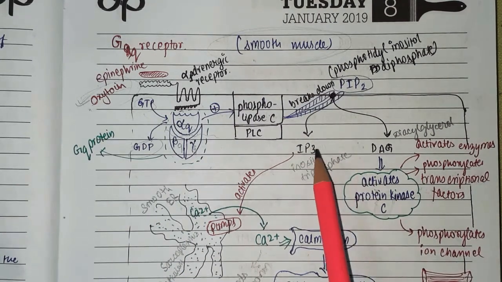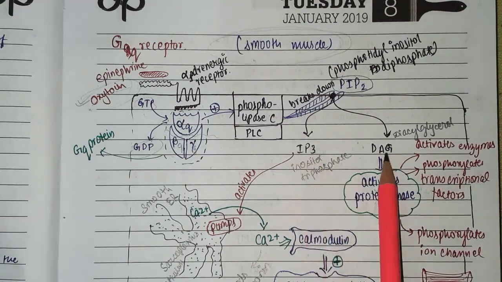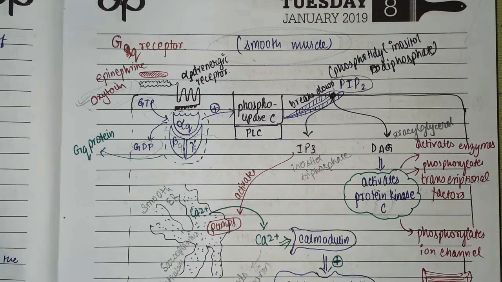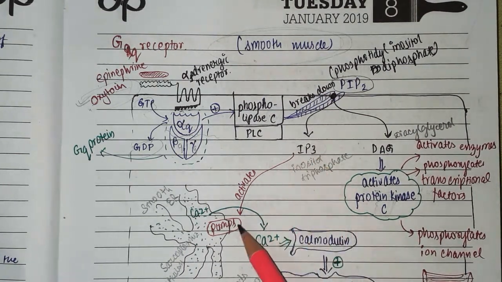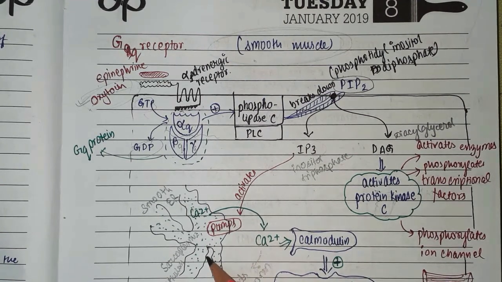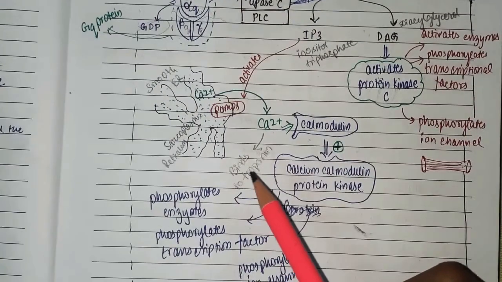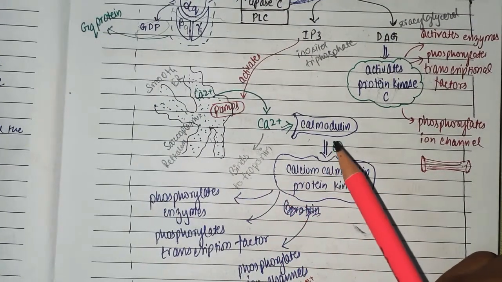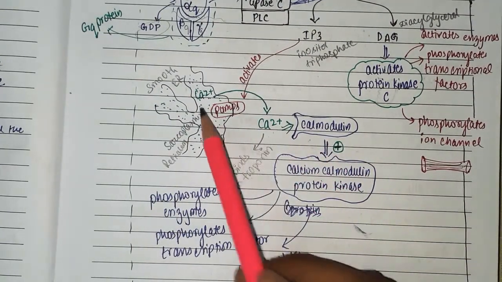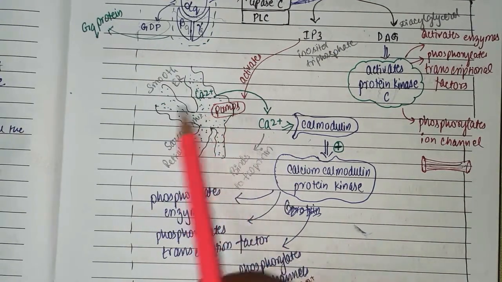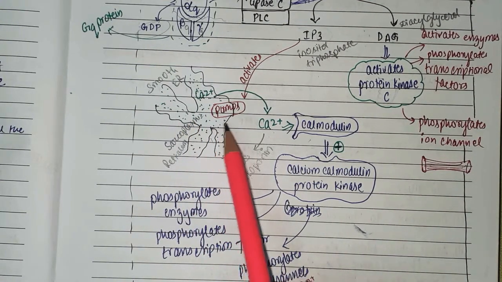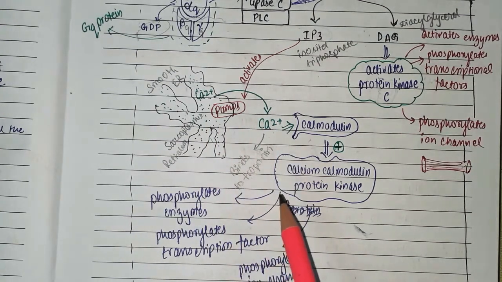Now let's talk about each of the components of this PIP2. IP3 or inositol triphosphate activates certain pumps that are present in the endoplasmic reticulum, or the sarcoplasmic reticulum in muscles, and these pumps actively pump out calcium ions from the endoplasmic reticulum or the sarcoplasmic reticulum into the cytosol.